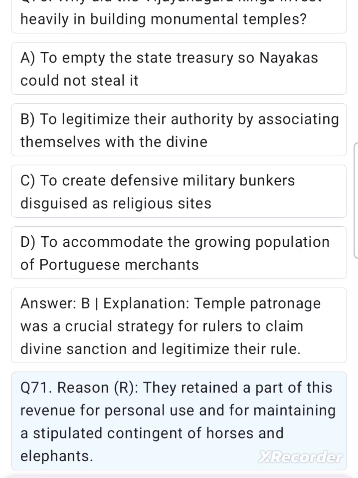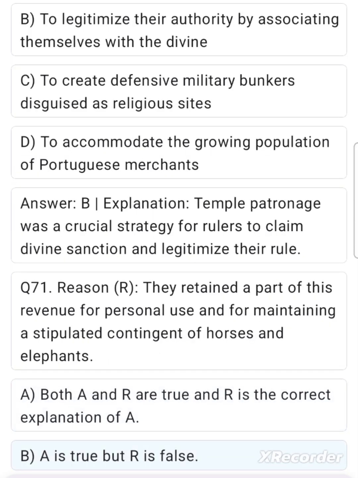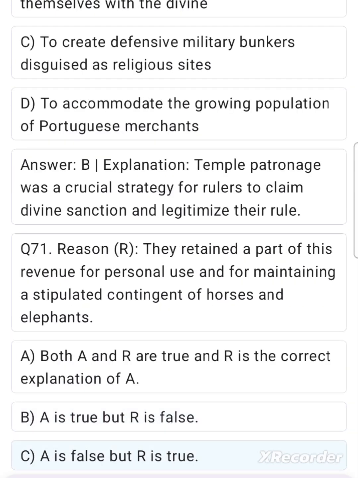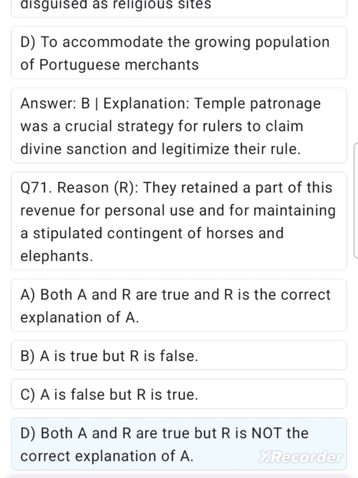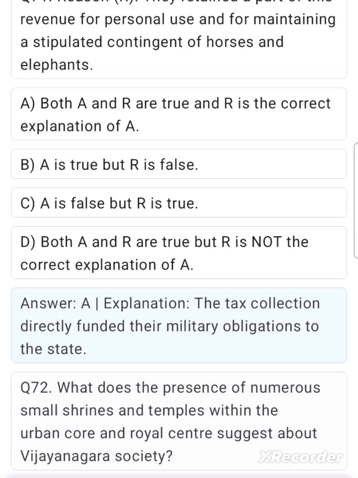Q71. Reason R: They retained a part of this revenue for personal use and for maintaining a stipulated contingent of horses and elephants. A. Both A and R are true and R is the correct explanation of A. B. A is true but R is false. C. A is false but R is true. D. Both A and R are true but R is not the correct explanation of A. Answer: A. Explanation: The tax collection directly funded their military obligations to the state.